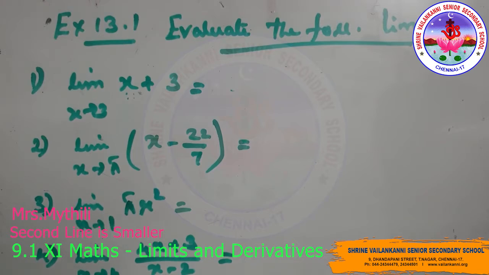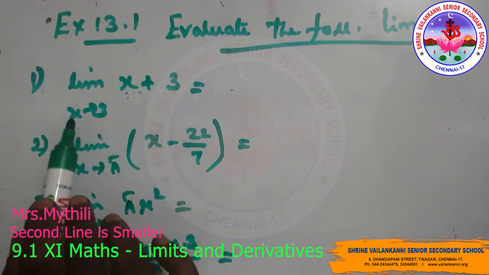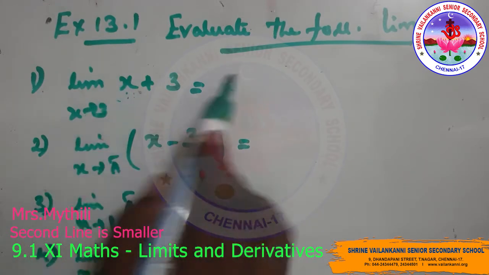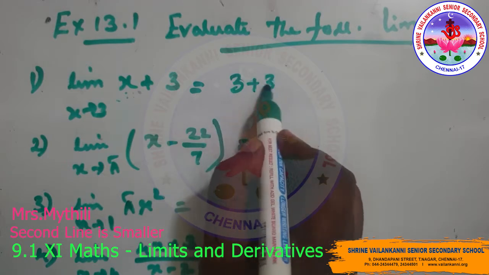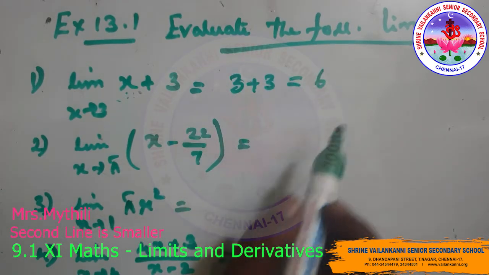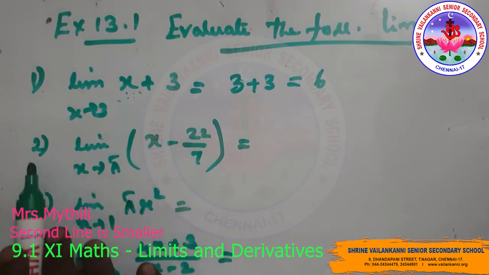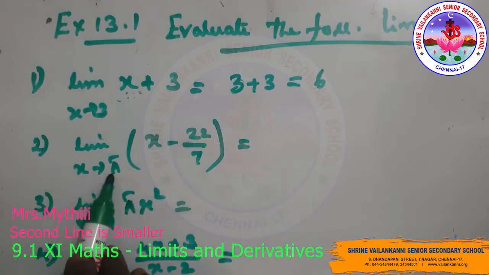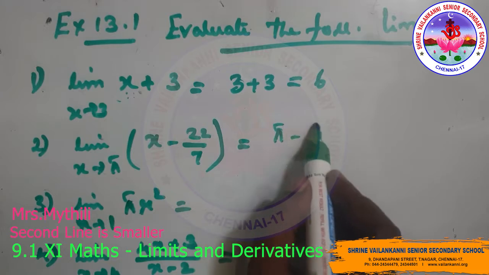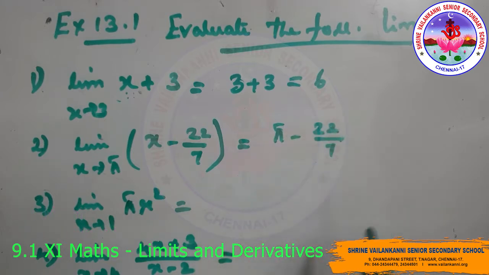Hello children, exercise 13.1, first question. Evaluate the following limits. Limit x tends to 3, x plus 3. Here x tends to 3, so the value will be 3 plus 3, which is equal to 6. Then limit x tends to pi, x minus 22 by 7, which is our second question. So x tends to pi, so it will change to pi minus 22 by 7.